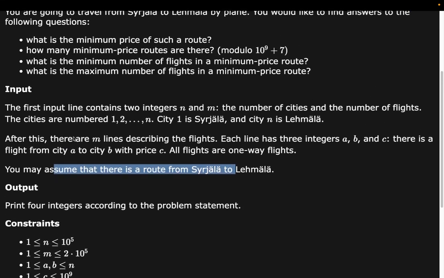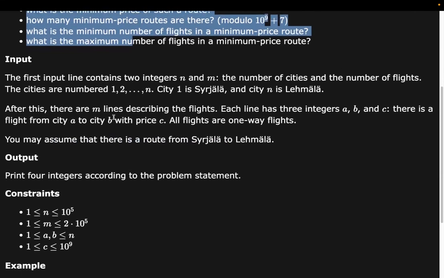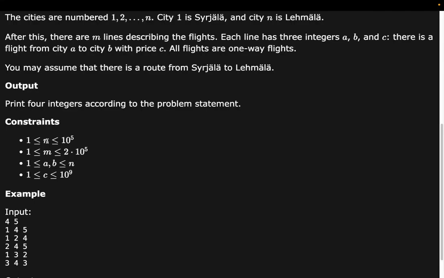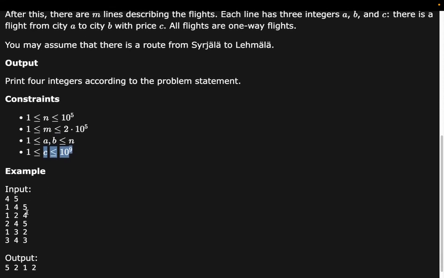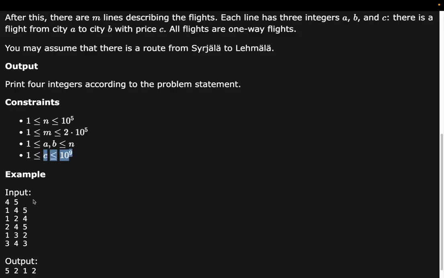So you need to print four integers according to what is given in the statement. The number of cities is of the order of 1e5, edges are of the order of 1e5, nodes are numbered 1 to n, and cost can go up to 1e9. So let's try to understand what the problem is, and then we will see how we can actually solve this.